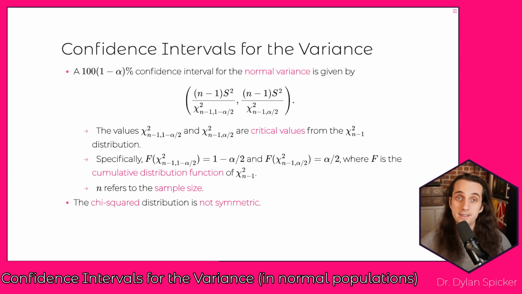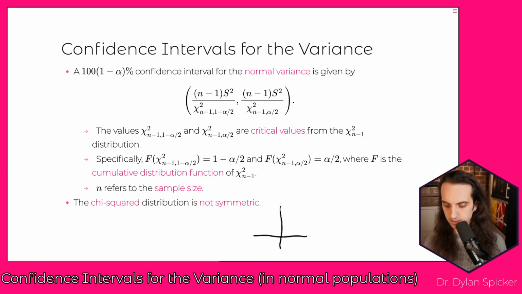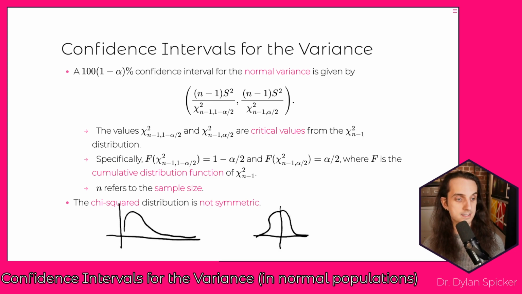And the reason that we need these different critical values is because the chi-square distribution is not actually symmetric, right? So instead of looking like the bell curve for our normal and our t and similar distributions, the chi-square distribution is typically going to look sort of long-tailed. It's going to look something more like this, okay? And so because of that, we can't take them to be symmetric values.